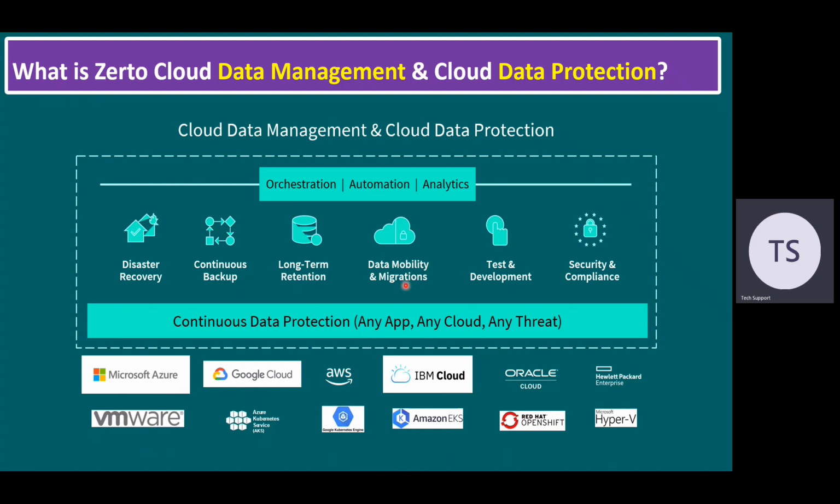And also data mobility and migrations. Even if you want to move your production workloads from one site to another site, it's possible. Test and development VM protection, and security and compliance, we can maintain all this with this solution. Apart from this, we can also do automation using orchestration workflows. Automation and analytics are possible. For analytics, we can search all the information using the Zerto console, like a Google search. Okay, so this is the high-level overview.